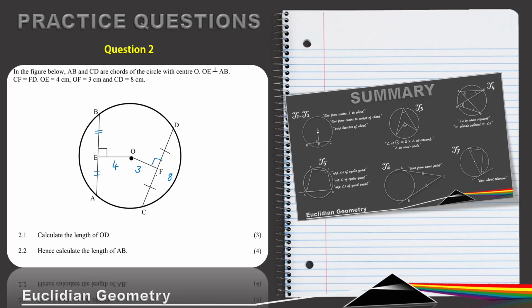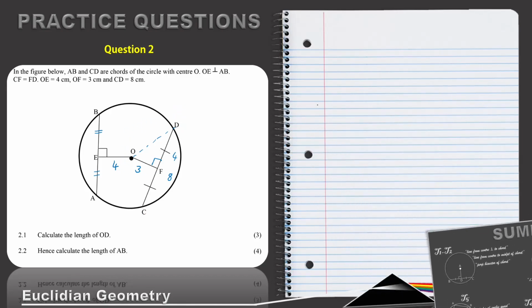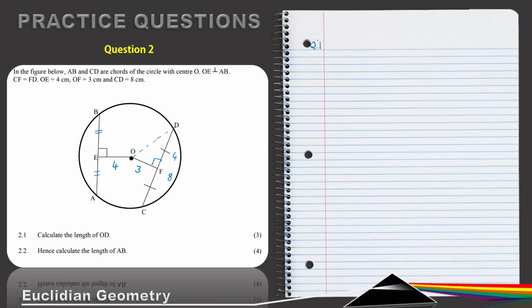And in question 2.1, it says calculate the length of OD. Now, OD is the radius over here. So to calculate that length, because this is 4, and it's given that CF is equal to FD, we can use Pythagoras to calculate OD. So let's start with 2.1. And just to write down everything that's important for solving OD only.